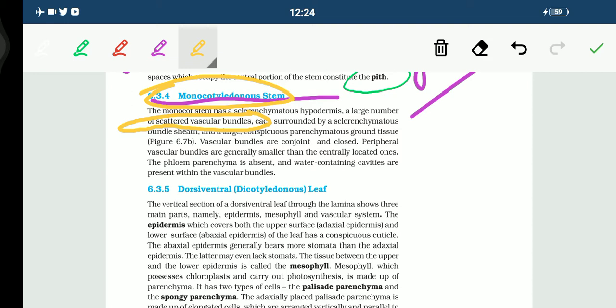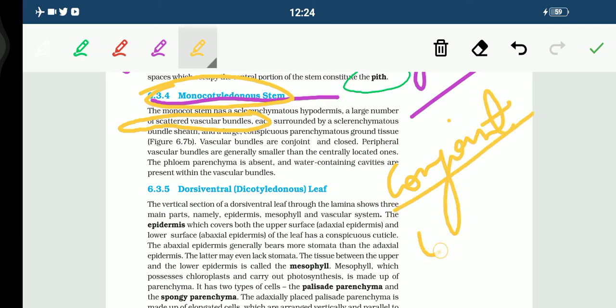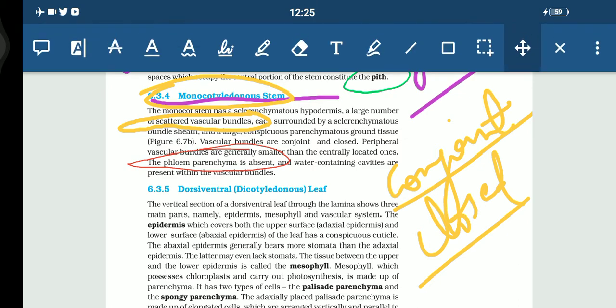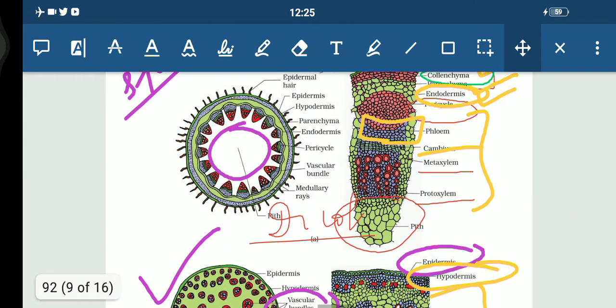Talking about their vascular bundle, students, remember one thing, that they are conjoined, plus they are of closed type. And the peripheral vascular bundles are generally smaller than the centrally located ones, and the phloem parenchyma is absent. Remember, it's very important, the phloem parenchyma is absent here. So this is all about the monocotyledonous stem and dicotyledonous stem.